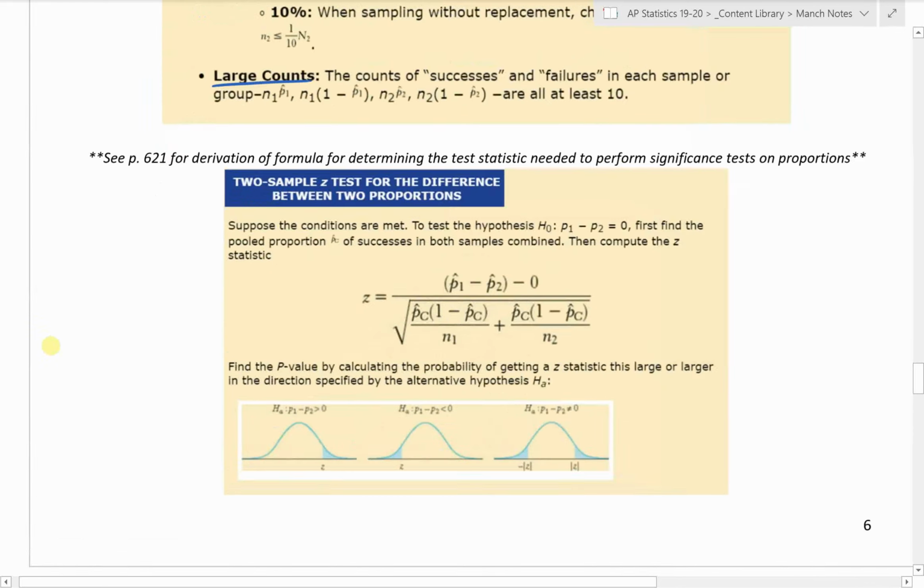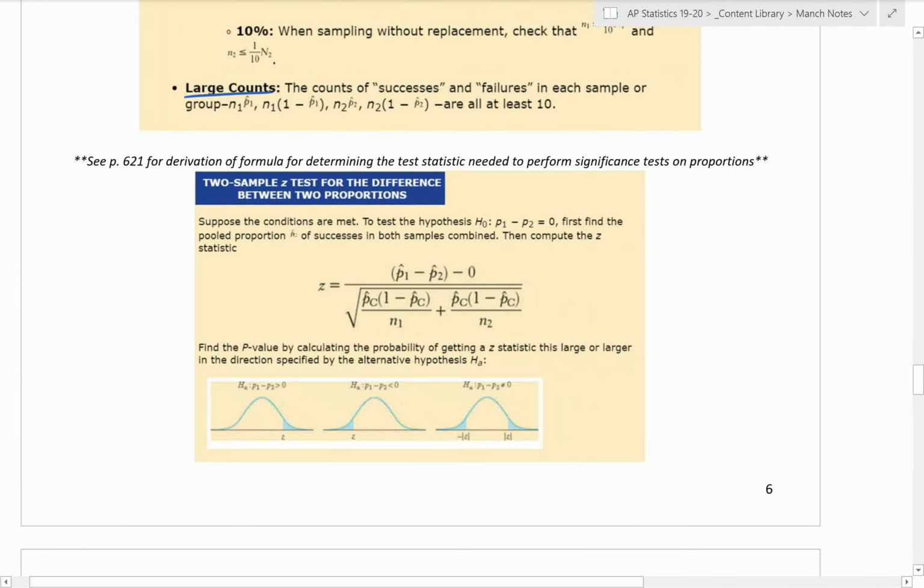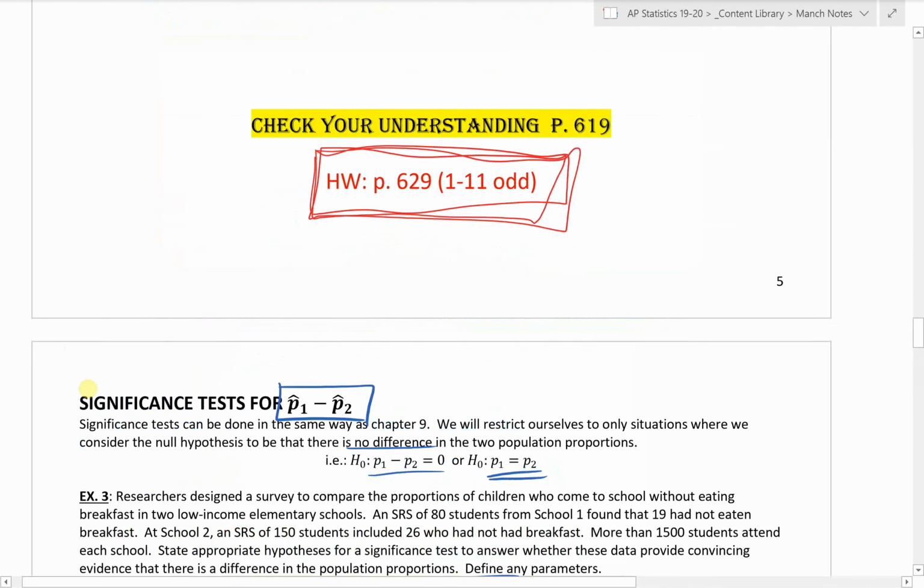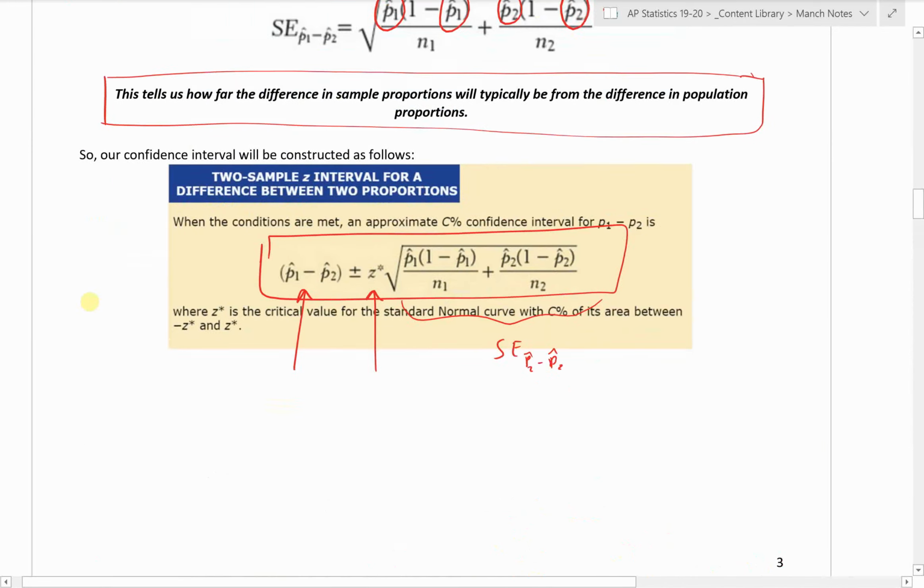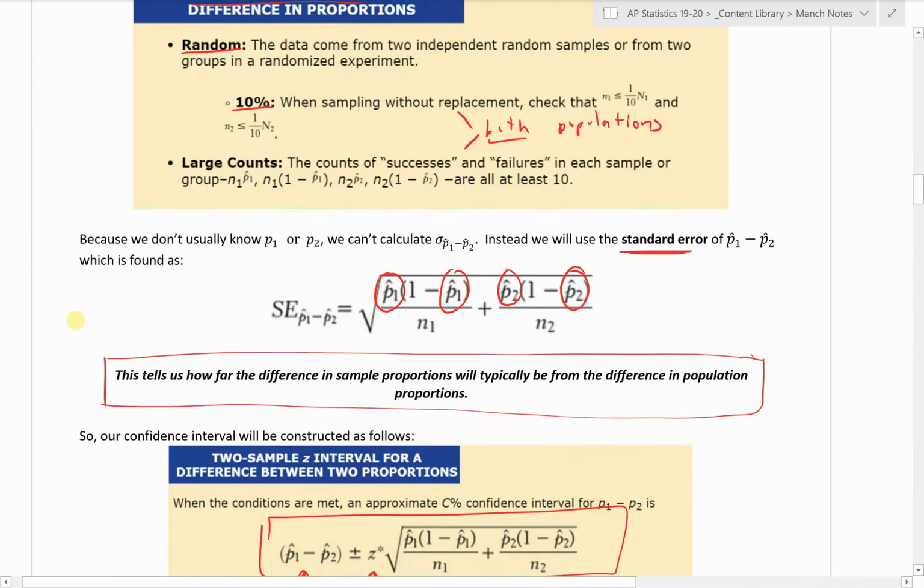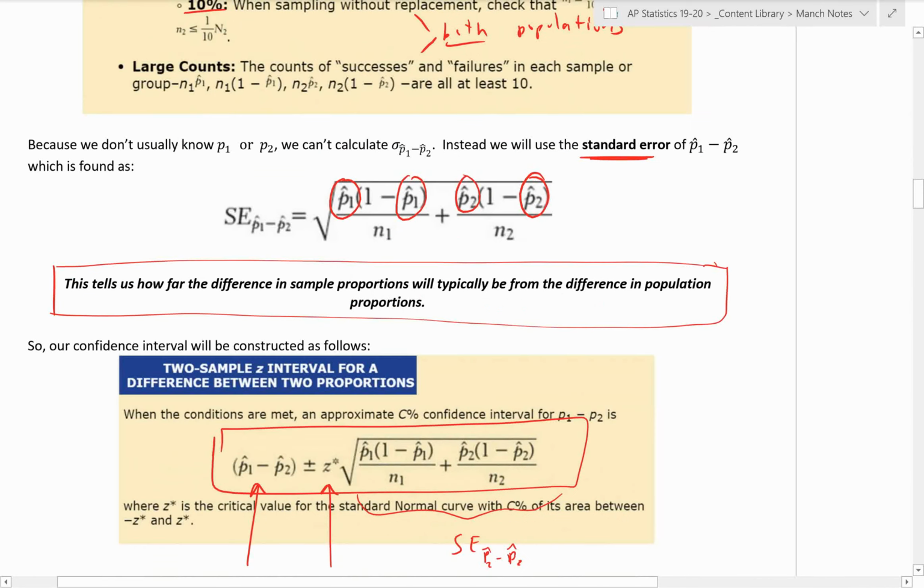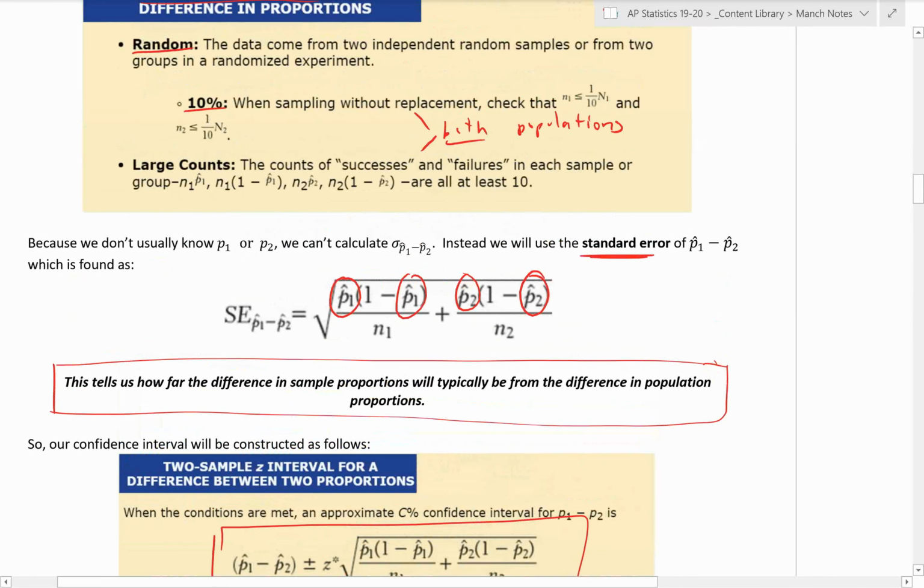Standard deviation formula. We talked about this a little bit in the first half of the section. Let's go back to where we had it. The formula for standard deviation for the difference of proportions, right, is dependent on the true proportions from the populations, which we might not know. So we use p hat, and that actually gives us the standard error.